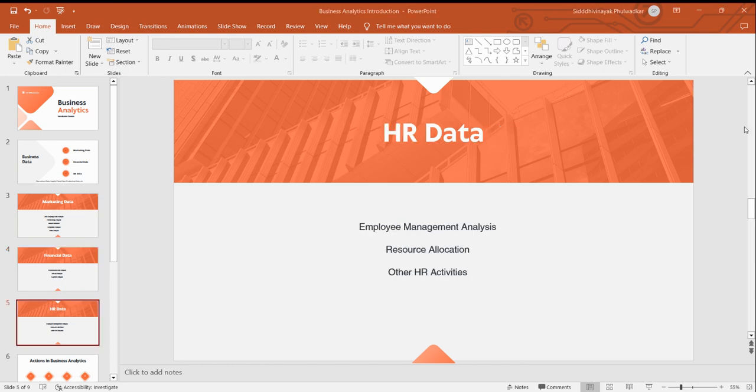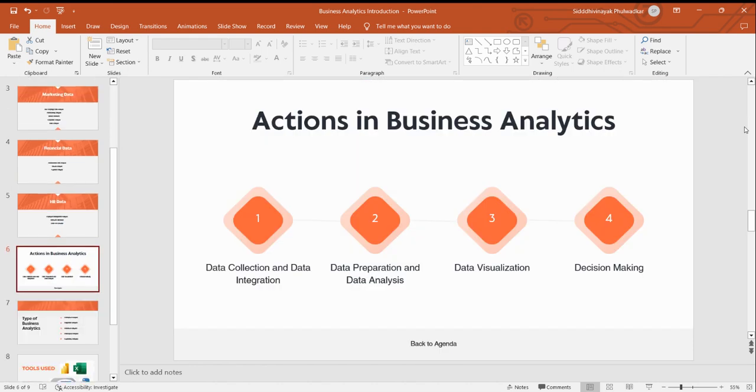Similarly, HR data will be there. Like how many employees are joining, what resources they need, and other HR activities. Like their salary should be credited on time. What is the employee satisfaction rate? Why are they dissatisfied? How many people are leaving the company? Why are they leaving the company, etc.